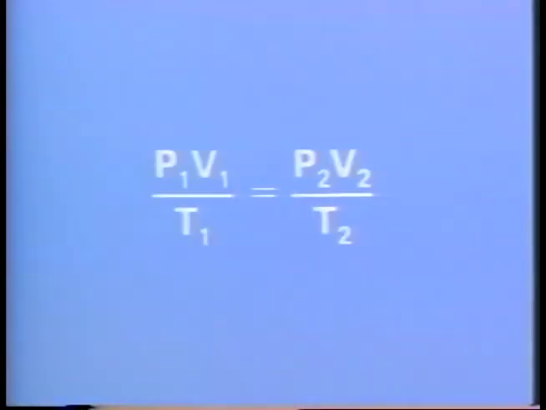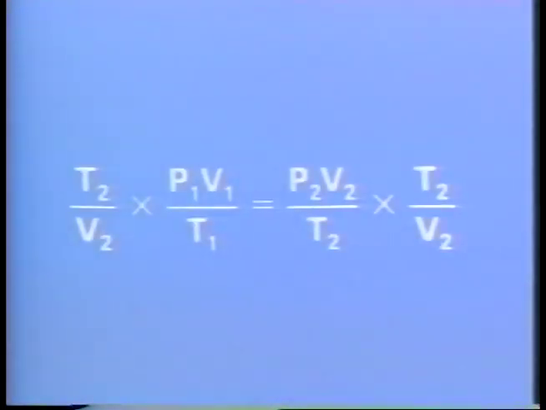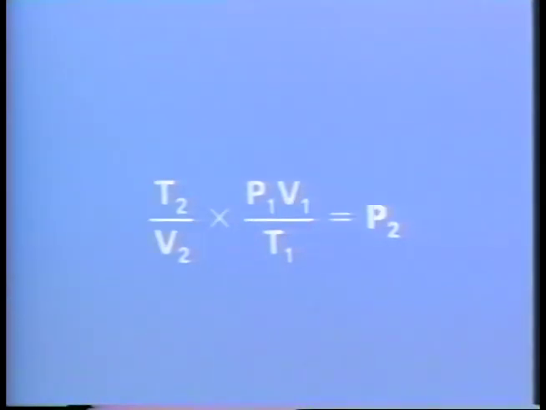Now, we'll take the equation P1 times V1 over T1 equals P2 times V2 over T2, and solve for P2. To do this, we multiply both sides of the equation by T2 over V2. On the right side of the equation, T2 times V2 cancel, and we're left with T2 times P1 times V1 over V2 times T1 equals P2.